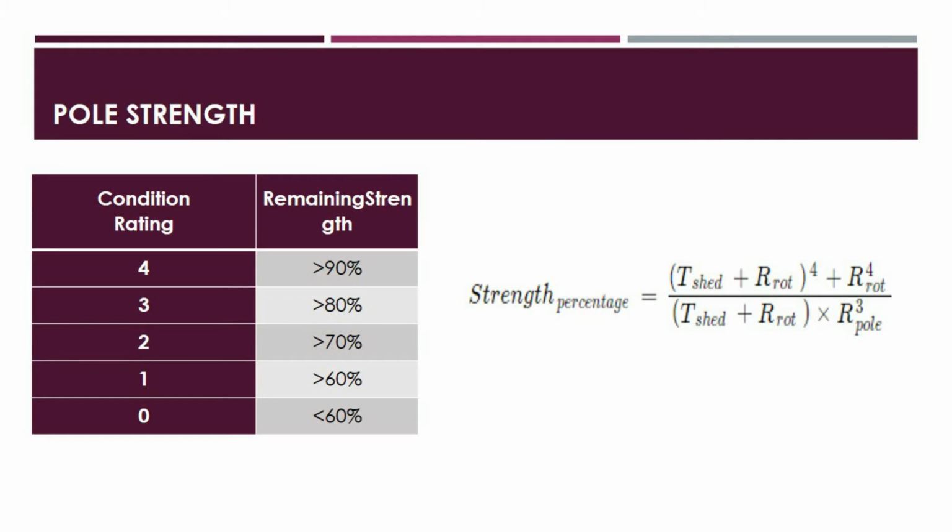Well, we use the formula as shown to you on the right-hand side, which is the strength percentage equals T shed plus R rot to the power of 4 plus R rot to the power of 4, divided by T shed plus R rot multiplied by R pole cubed, where T shed is shed thickness, R rot is radius of heart rot, and R pole is the original pole radius. Note that it is best to get the measurements at ground level if possible.